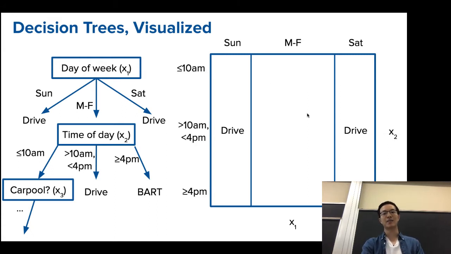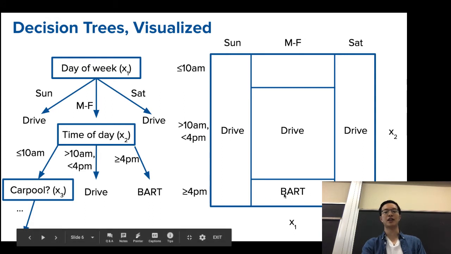And I'll divide up this space here, this rectangle here, by asking about what are the times I want to look at. And so I can say, okay, in this chunk here, I'll drive. But if I end up in this block here, I'll take the BART. And if I end up in this block up here, I need to check more features.